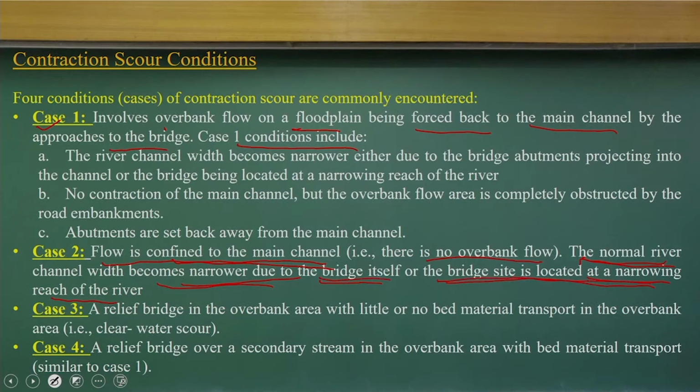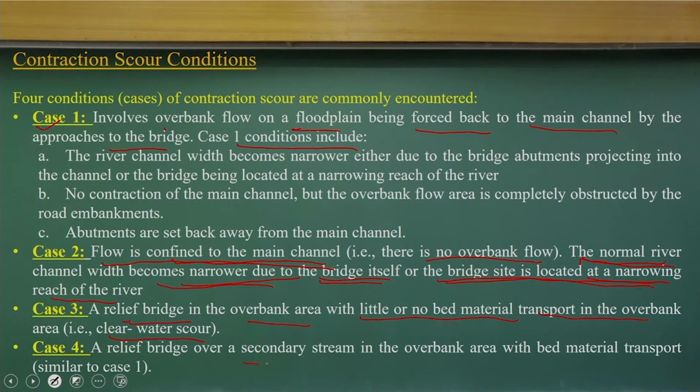Case 3 is a relief bridge in the overbank area with little or no bed material transport in the overbank. That's basically clear water scour. There will be bridge piers and abutments on the floodplain area, with no bed material transport mechanisms. That's case 3, a relief bridge condition where we have only clear water scour.